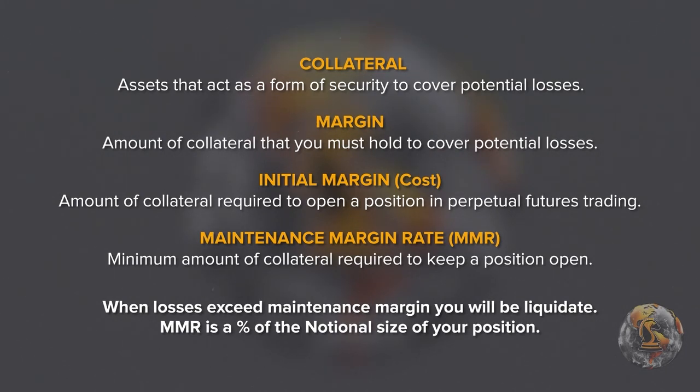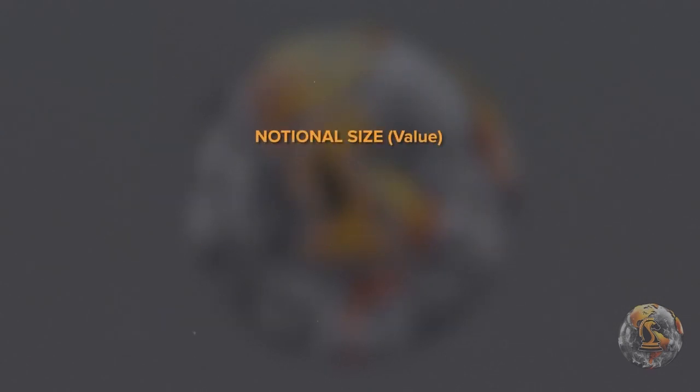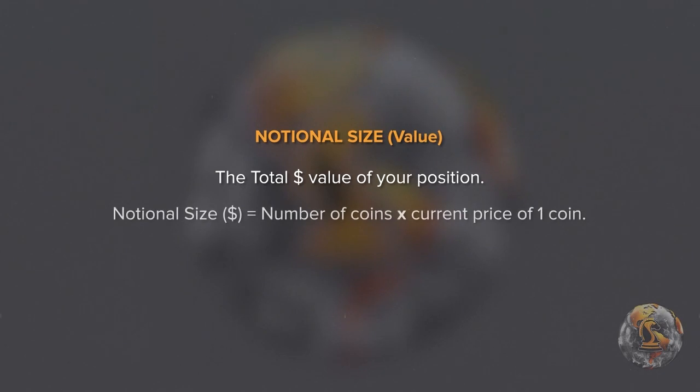Always know the MMR for your coin. Again, like the initial margin, it's set by the exchange and it's different for each coin and it's different for each exchange. Then we have the notional size, also known as the value. This is the total value of your position when it's actually open. Notional size is always in dollars. That's what notional means. It's the number of coins, your position size, multiplied by the current price of one coin. And this, as you'd expect, changes in real time.